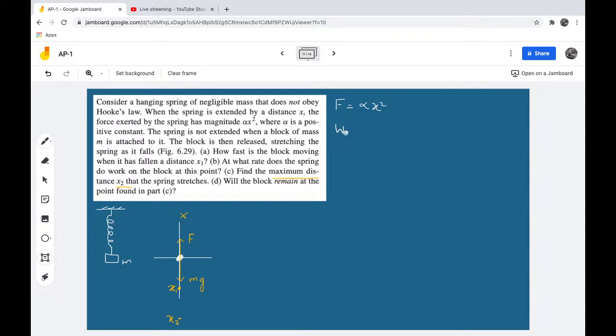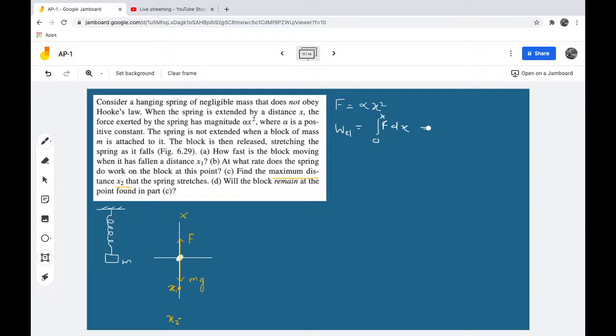So the work done by elastic or spring force, as we all know, is the integral of F dx. Remember, I took the starting point as origin. So it starts at 0 and ends at x. I can easily solve this integral. This is straightforward.